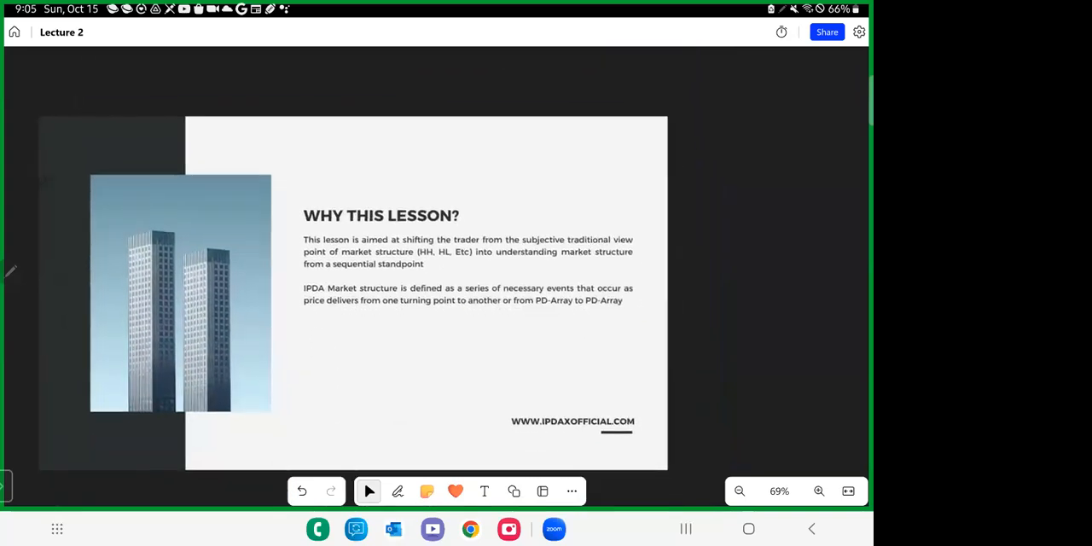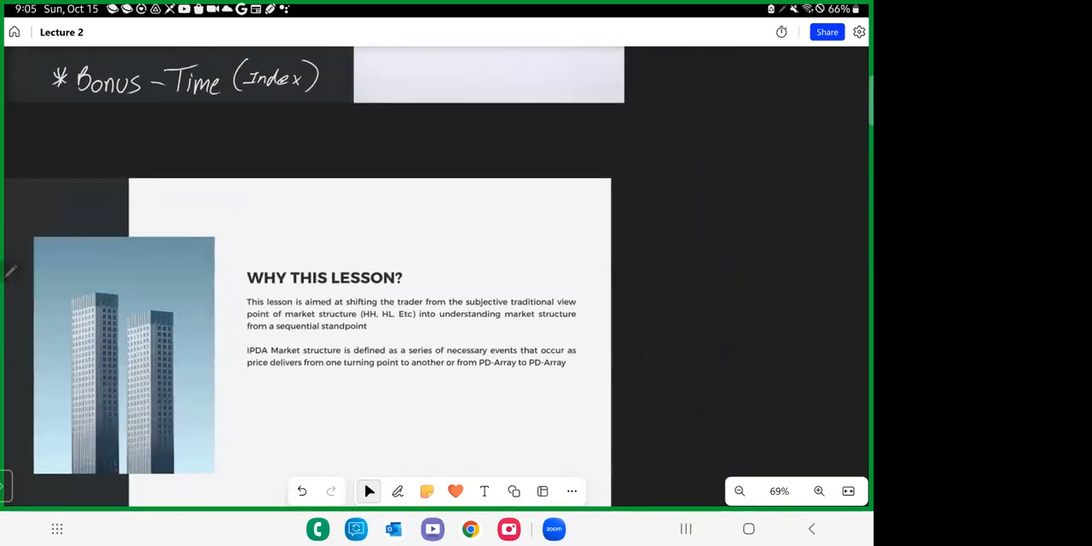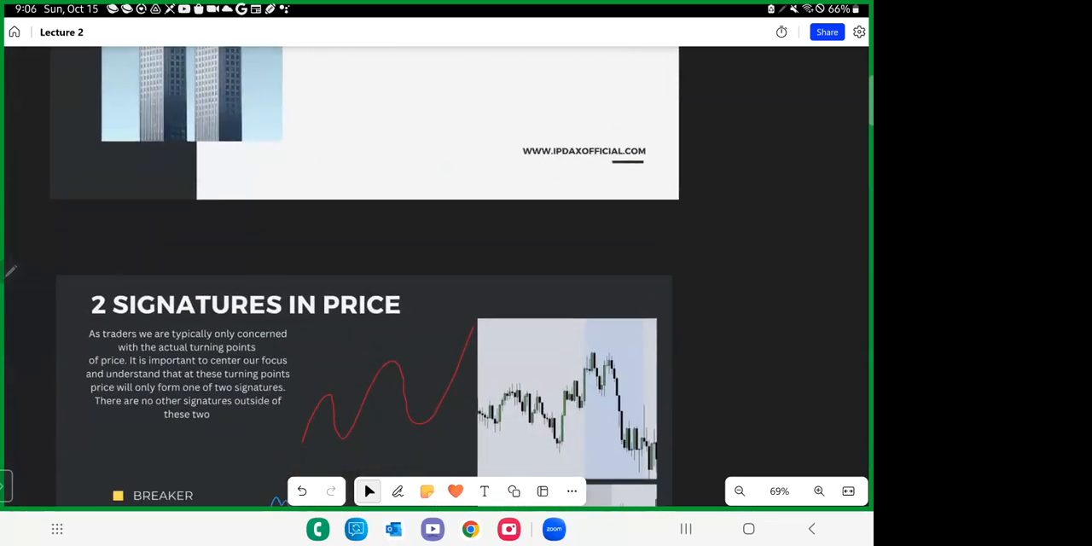So once again, why this lesson? This lesson is aimed at shifting the trader from the subjective traditional viewpoint of market structure into understanding market structure from a sequential standpoint. So market structure is defined as a series of necessary events that occur as price delivers from one turning point to another, or we can say from PD array to PD array.